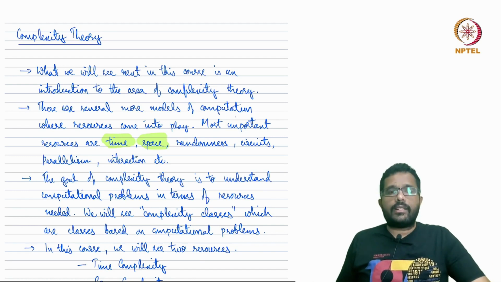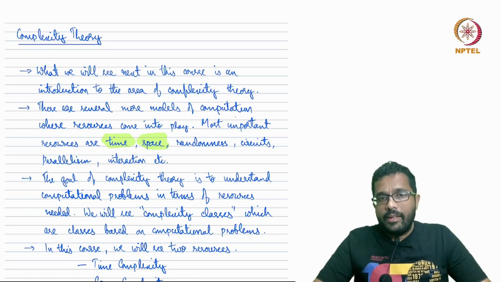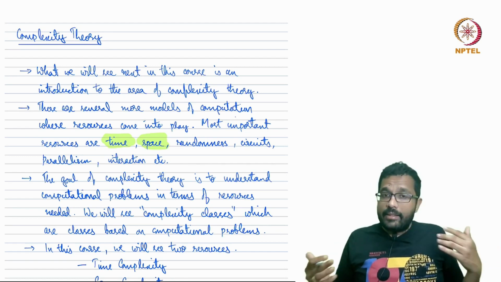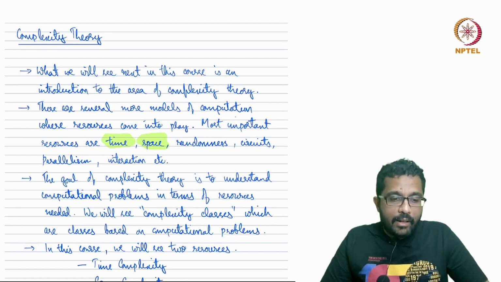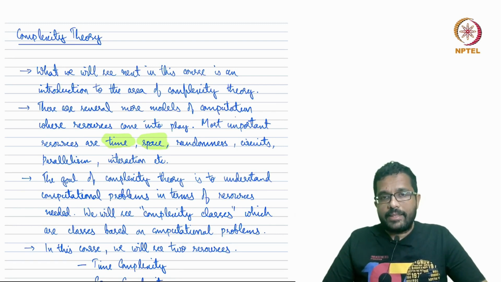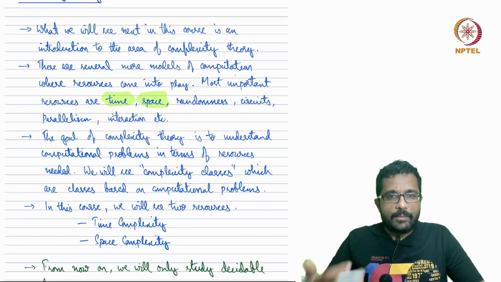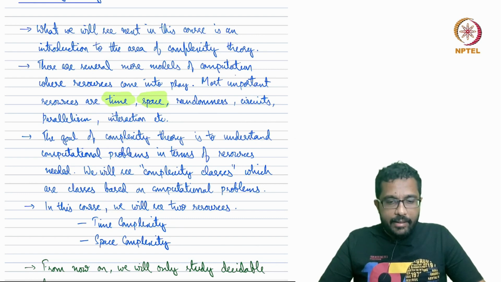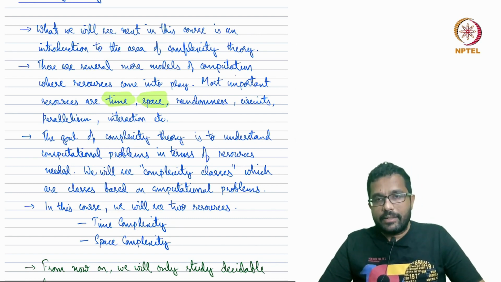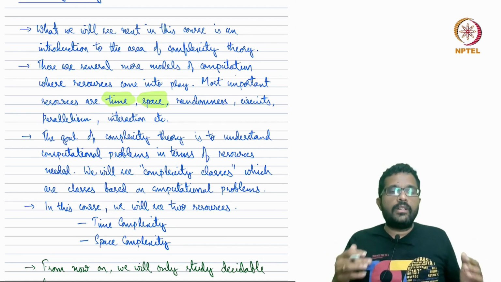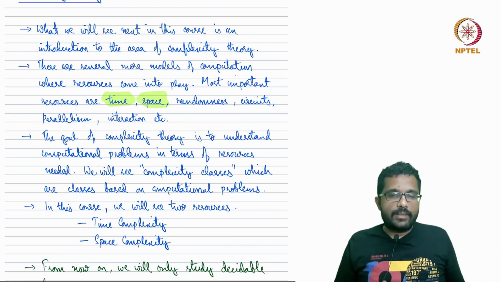Even when we run programs on our computer, we see how much time it takes. Sometimes it takes more time, and sometimes it doesn't take that much time, and we also see how much space it takes. Time and space are something that everybody knows about, and these are the two resources that we will consider in this course: time complexity and space complexity, that is, how much time is needed and how much space is needed.